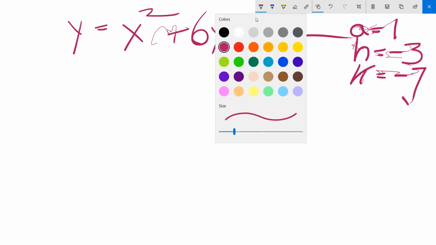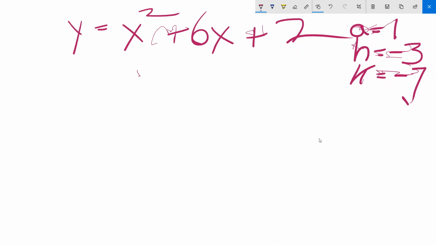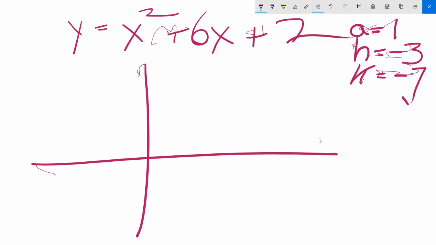I start with the vertex. Does it open up or down? Up. Correct, because the coefficient in front of the x squared is positive. Where's my vertex? H and k are your x and y coordinates of the vertex. That's the whole point of putting it into vertex format. It tells you where the vertex is. It's not the A, it's the H and K.